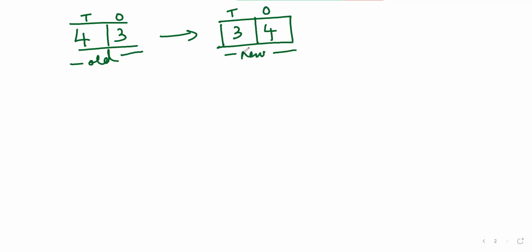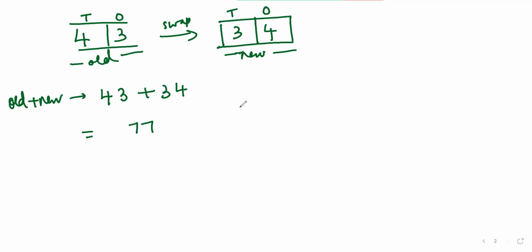So we get tens place and ones place. So that is after swapping. Now I'll add the old and the new numbers. Old plus new. What do I get? 43 plus 34, which is 77.